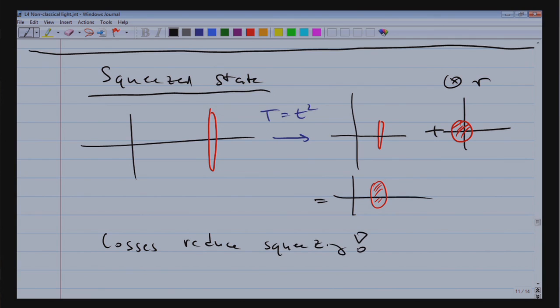And this is a challenge to all experiments using squeezed or non-classical light. And you see how the scaling works. If you have squeezed your ellipse by a factor of 100, even 1% of the vacuum will spoil your squeezing. So the more you have squeezed, the more non-classical the light is, the more valuable it is, the more sensitive it is to even very small losses.